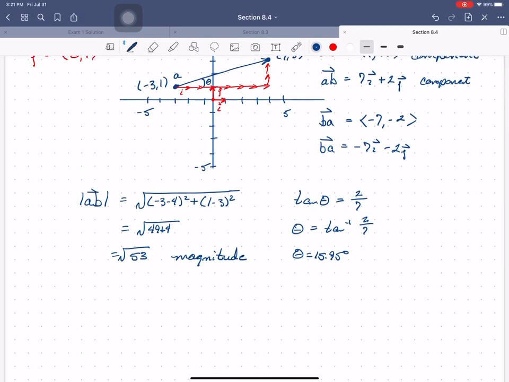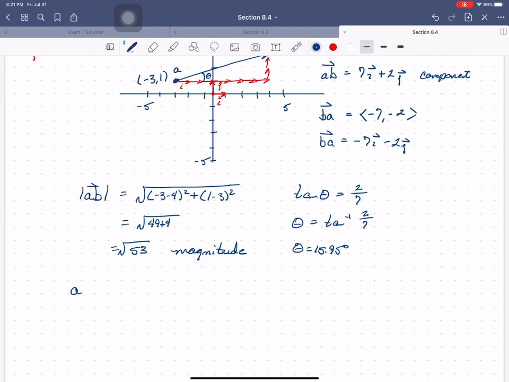So we can also describe AB as the square root of 53 at 15.95 degrees. Now, I usually add a little directional arrow, but you can also say 15.95 degrees from horizontal.